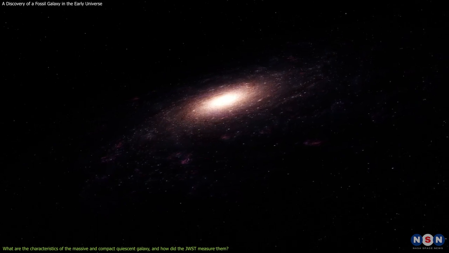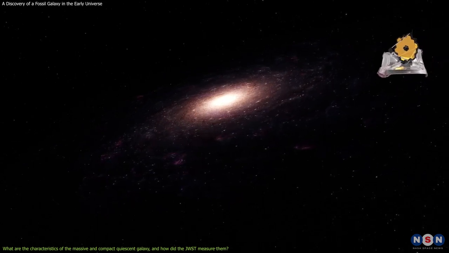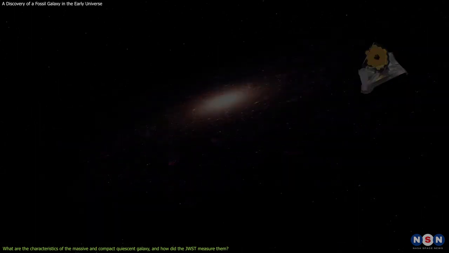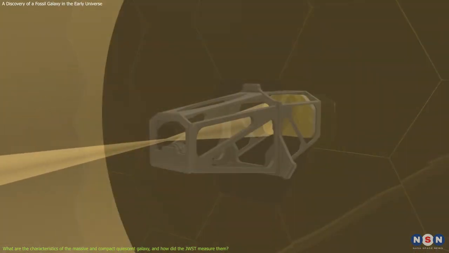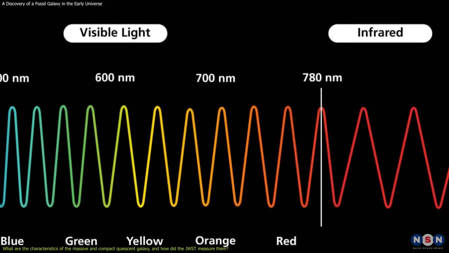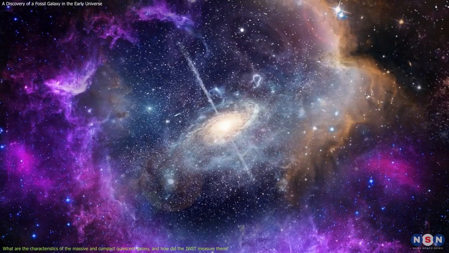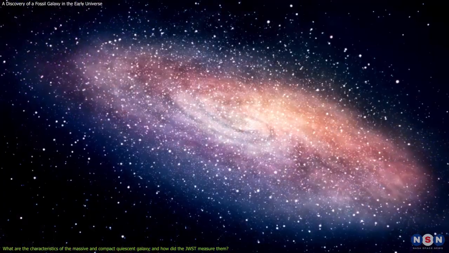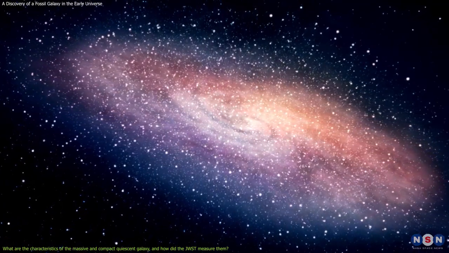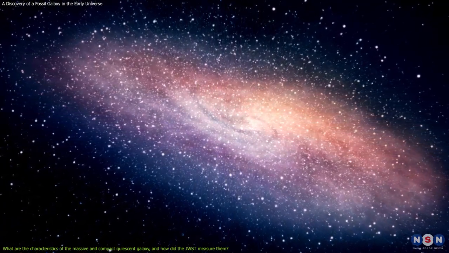In other words, how did James Webb measure these properties of the quiescent galaxy? Well, the answer is by using its high resolution and sensitivity to observe the infrared light from the galaxy. This is the light that has a longer wavelength than the visible light, and it can penetrate through dust and gas that can obscure the visible light. It can also tell us about the temperature, age, and chemical composition of the stars and galaxies.